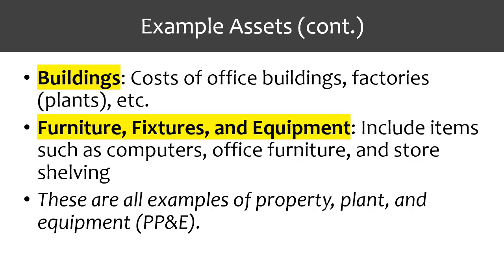Furniture, fixtures, and equipment is another asset category. This category will include things such as computers, office furniture, store shelving, and machinery. Land, buildings, equipment, and the others are all examples of a category called property, plant, and equipment, or PP&E.